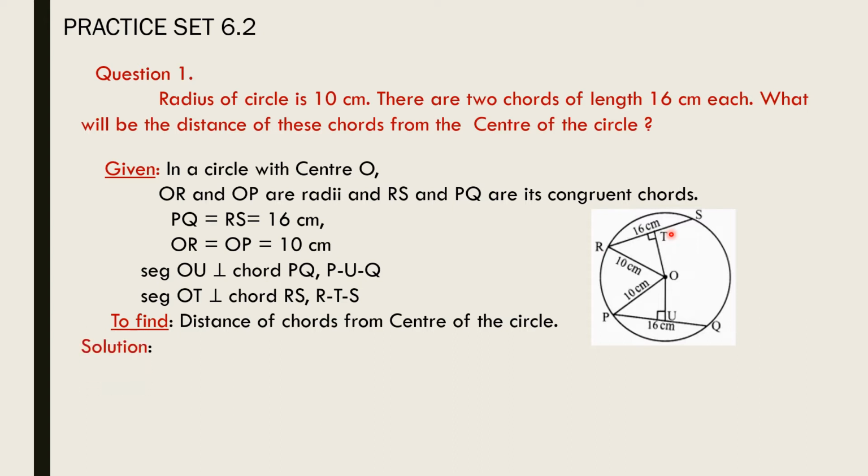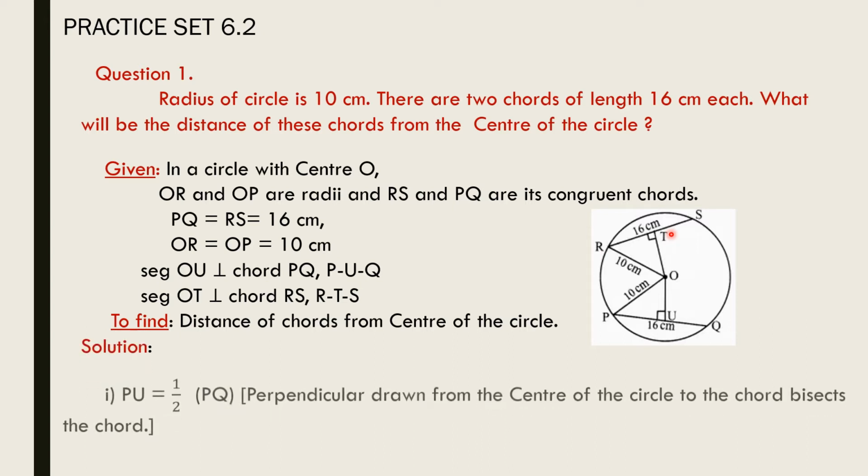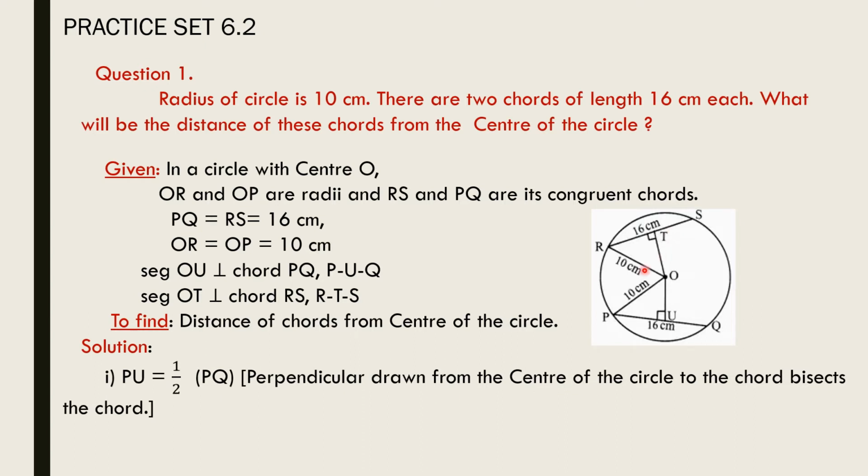Solution. You have already learned that the perpendicular drawn from the center of the circle to the chord bisects the chord. Therefore, PU is equal to half into PQ, that is half into 16, is equal to 8 centimeter. Therefore, PU is equal to 8 centimeter, that is equation number 1.